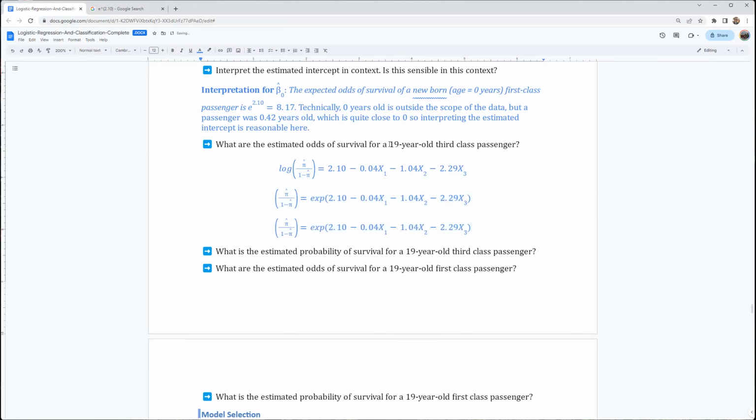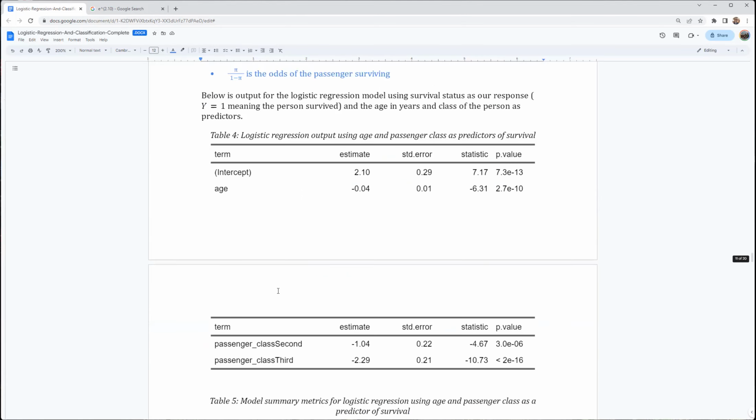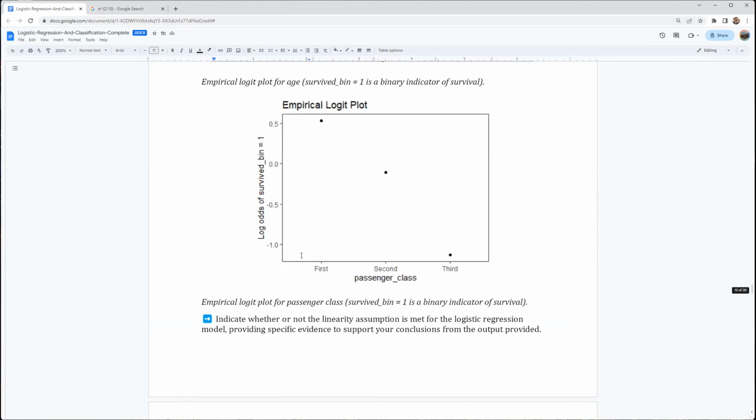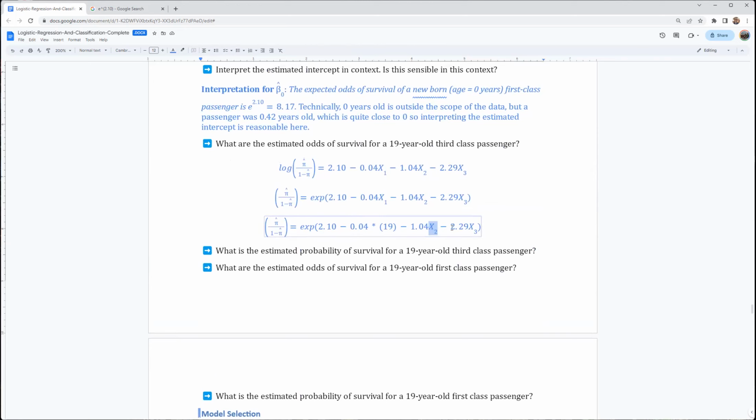And so now if we plug in for a 19-year-old third-class passenger, that means X1 is 19. And they're a third-class passenger, so X2 is 0, X3 is 1.